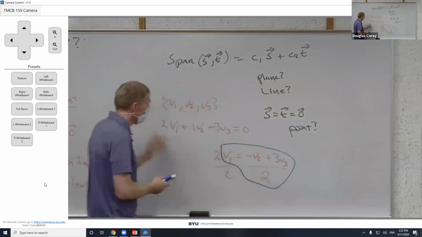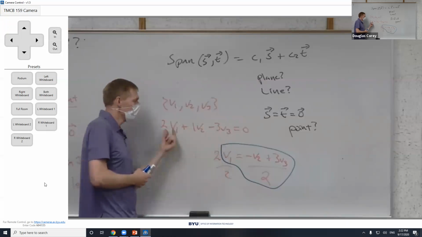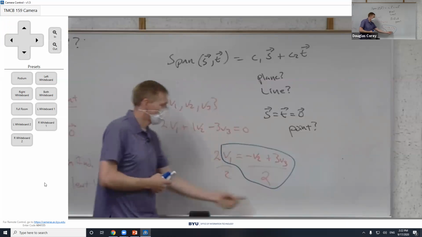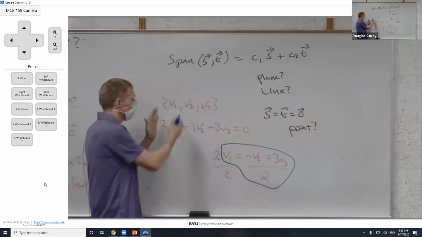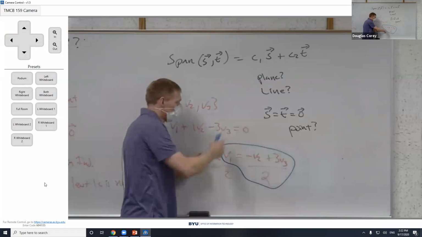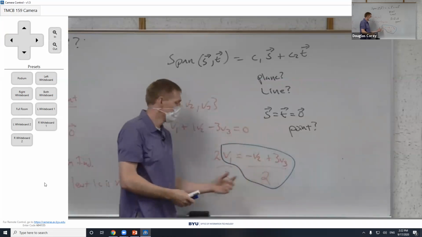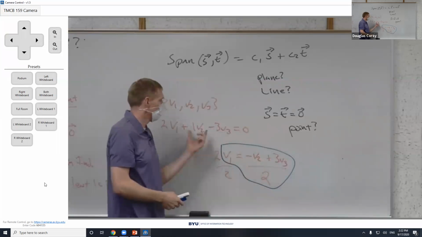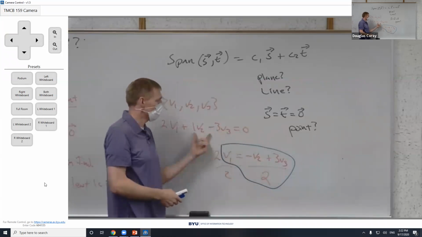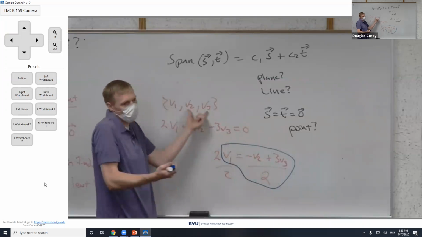And I can always do that if I have at least one C1 that isn't 0, because if all the C1s are 0, I can't do that division. But as long as I can take one of them where I have a coefficient that isn't 0, move everything else to the other side and divide, now I've written one as a combination of the other ones. So that means I can get rid of V1, and I can just use V2 and V3. All of the combinations I could get with all of these, I could get with just V2 and V3.